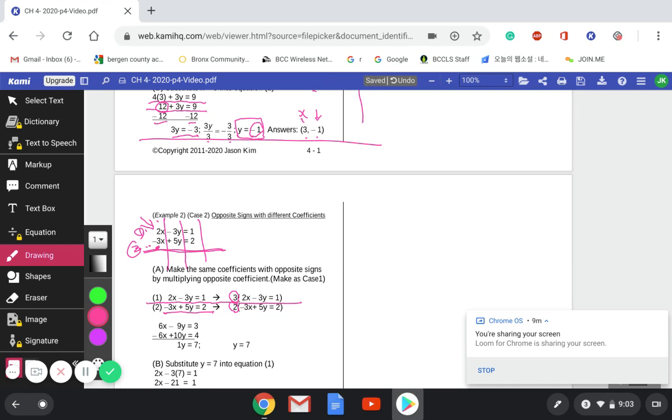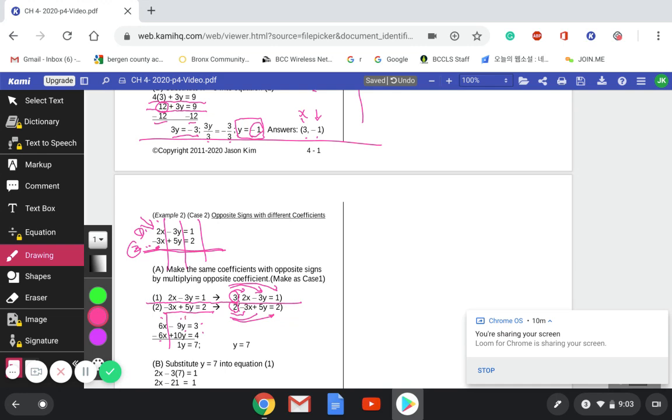So when you do that, anytime there is a number in front of parentheses, you distribute it, right? So 3 times 2x is 6x. 3 times negative 3y is negative 9y. 3 times 1 is 3. And then the second equation, you also distribute. So 2 times negative 3 is negative 6y. 2 times positive 5y is 10y. 2 times 2 is 4.